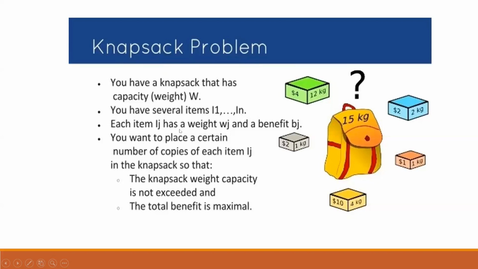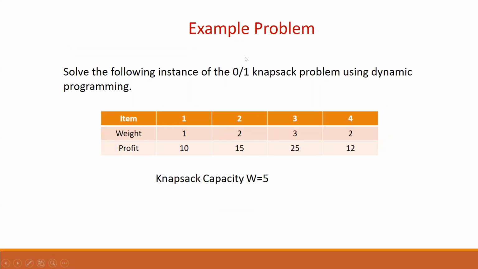Each item is defined with a weight mentioned as Wj and benefit or profit, or it is also called as value. So our goal is, in the knapsack, we have to put some items such that the weight of those items should not exceed the knapsack capacity, and also the total benefit or profit attained by those items should be the maximum. So this is the example we are going to take for solving the knapsack problem using dynamic programming.